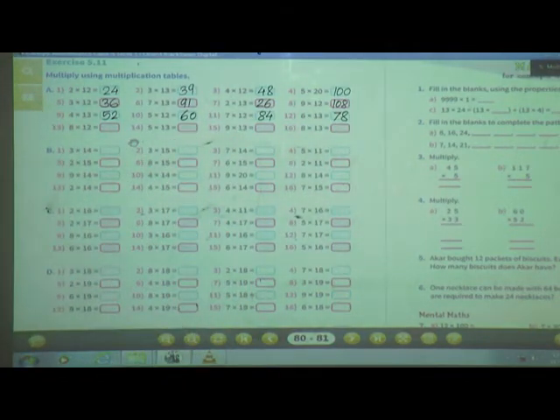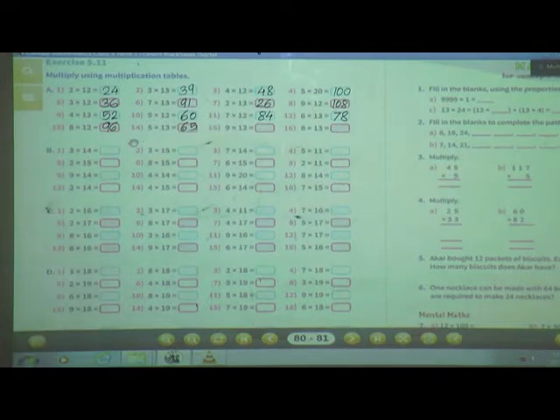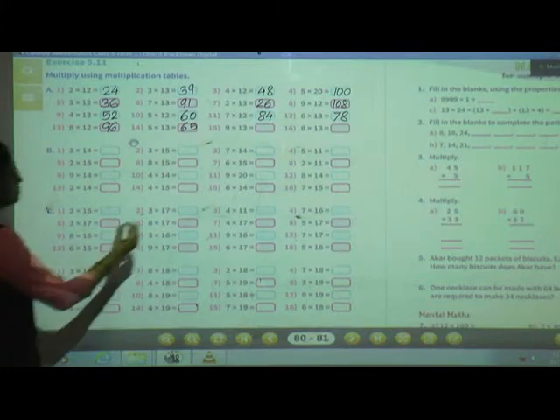Then 13th one, see, 8 into 12. Say the table of 12. 12 8s are 96. So write here 96. Next, 5 into 13. 13 5s are 65. Correct. Next, 9 into 13. 13 9s are, say the table of 13. 117. Correct.